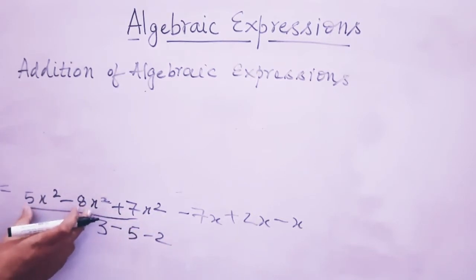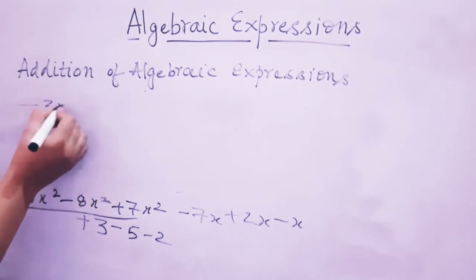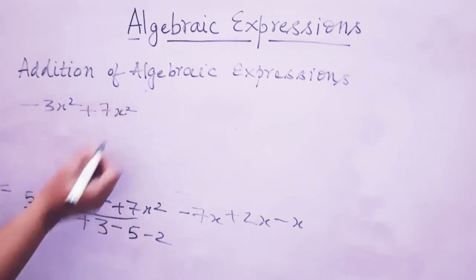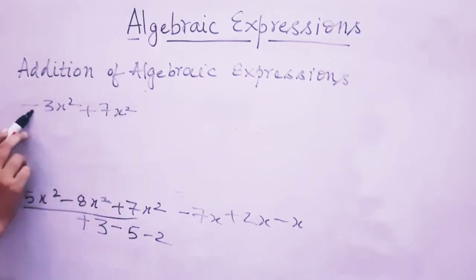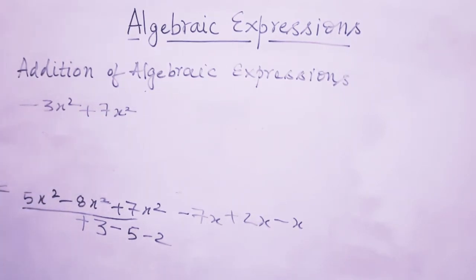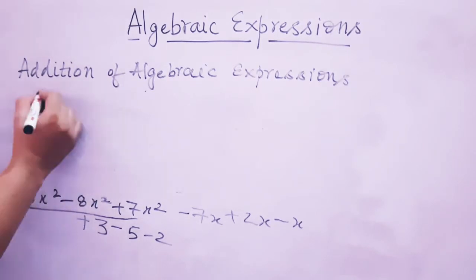So 5 minus 8 is minus 3x square. Now what is remaining? Plus 7x square. That is remaining. Now plus minus minus, the sign of the greatest number. So 7 minus 3 is 4. So here it will be 4x square.